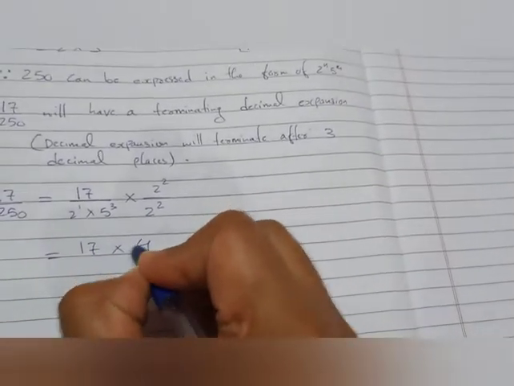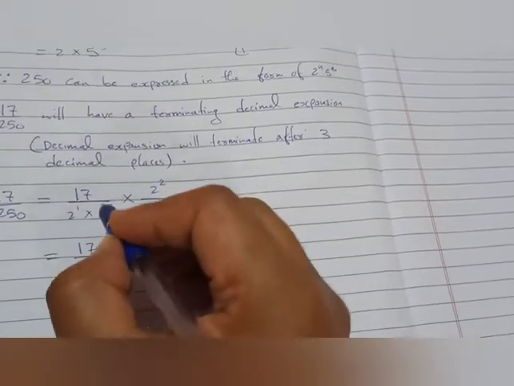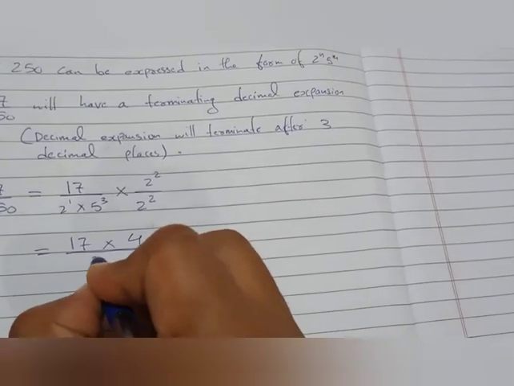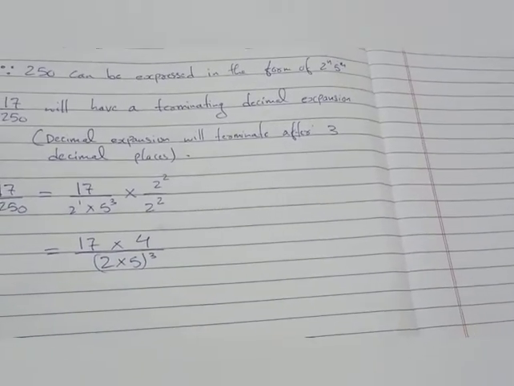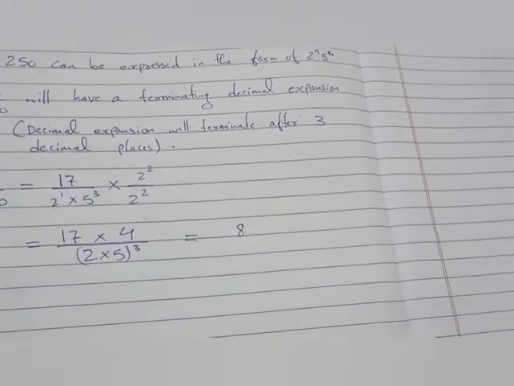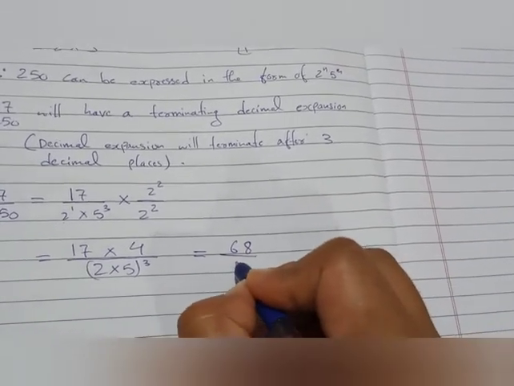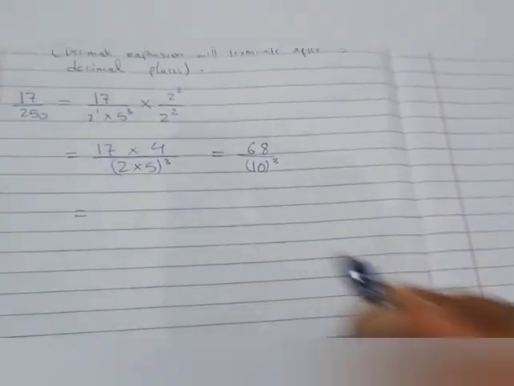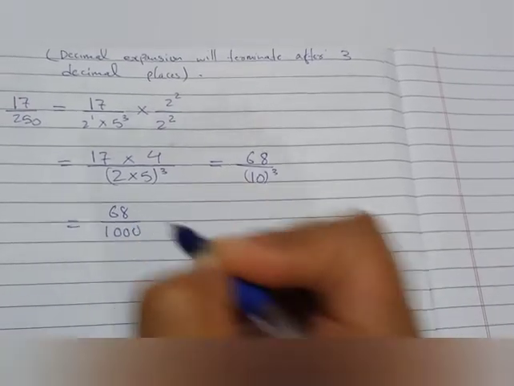Next we'll have 17 into 2 square, or 2 2's are 4, by, in the denominator, 2 to the power 1 and 2 to the power 2. Adding the exponents, 1 plus 2 will again be 3. So we have both 2 and 5 raised to the power 3. Multiplying 17 and 4: 4 sevens are 28, 4 ones are 4 plus 2 will give us 6, so 68. By 2 fives are 10 raised to the power 3, so we have 68 by 10 to the power 3, which means 1000.